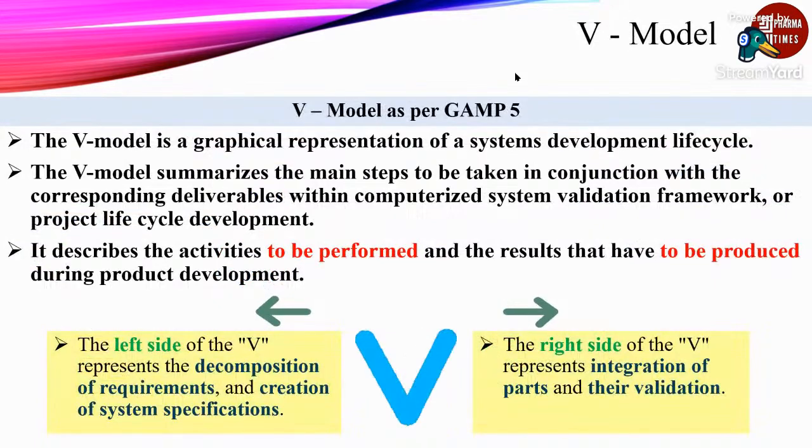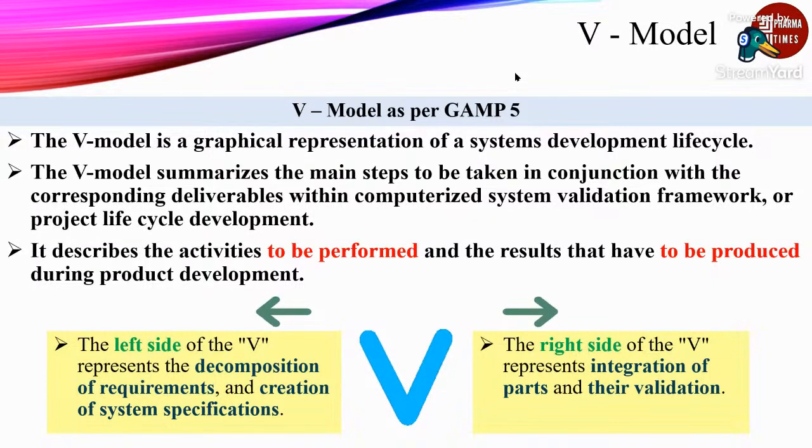So, what is the V model as per GAMP 5? The V model is defined in GAMP 5 as a graphical representation of a system development life cycle. By the V model, we define how the system is built and what the system development life cycle is, from its user requirements and change control to its system release, meaning up to VSR. So the V model summarizes the main steps to be taken in conjunction with the corresponding deliverables within the computerized system validation framework or project lifecycle development.